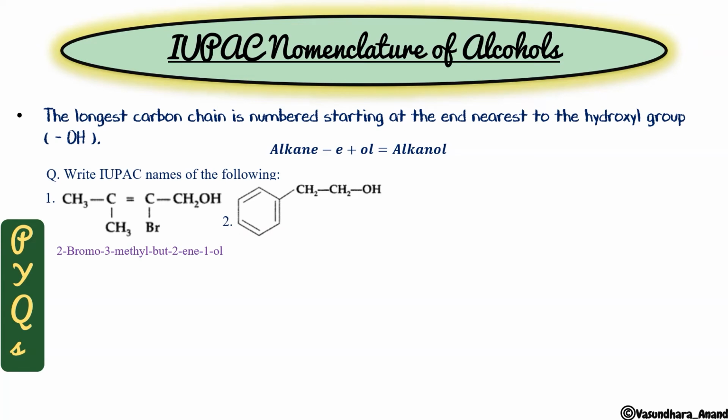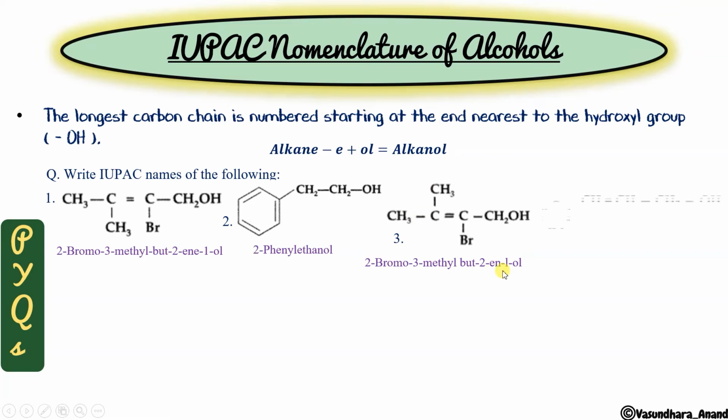Another one. Although this has a benzene ring, which has more carbons, this has the functional group, so this will be considered as the main chain. That is 1, 2. So this will be 2-phenylethanol. Now the third one, again no problem. We have to start our counting from this side only. This is 1, 2, 3, 4. So that means 2-bromo, 3-methyl, butyl. I think this is the same. This one is exactly the same. So we can say 2-bromo-3-methylbut-2-en-1-ol. Only the way of writing is different.